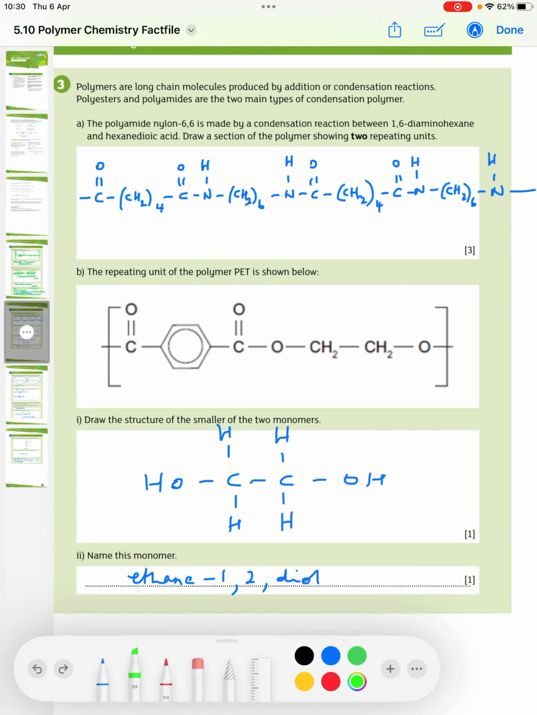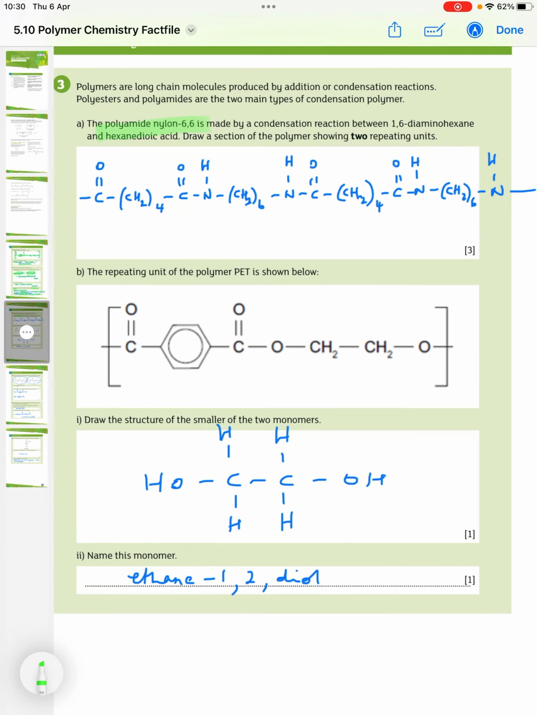Number 3. Polymers are long-chain molecules produced by addition or condensation reactions. Polyesters and polyamides are 2 main types of condensation polymer. The polyamide nylon 6,6 is made by a condensation reaction between 1,6-diaminohexane and hexane dioic acid. Draw a section of the polymer showing 2 repeating units. This is similar to what we've seen already. Here is the acid and the amine, so that is 1 repeating unit, and then again acid and amine, so that is the second repeating unit.